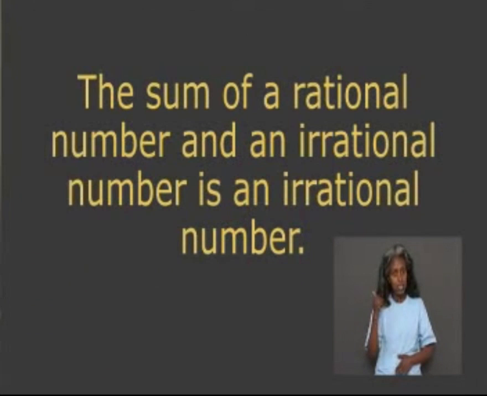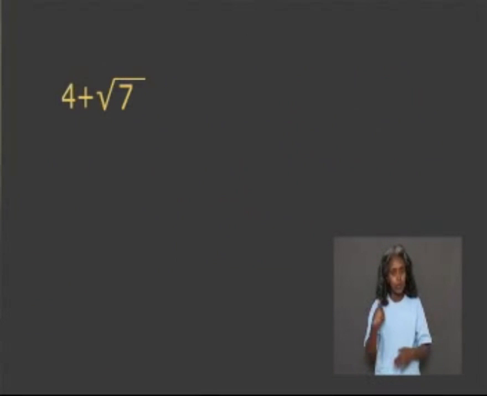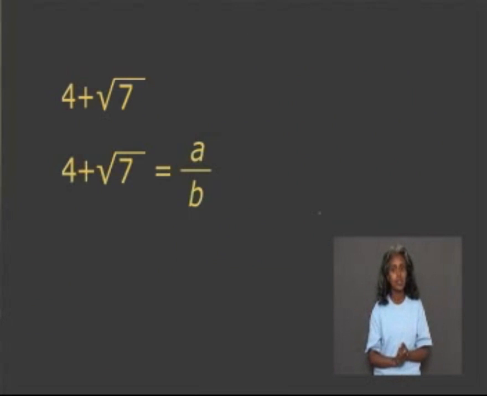Another rule to remember is that the sum of a rational number and an irrational number is an irrational number. To prove this rule, we will use 4 plus the root of 7. If we assume that this is rational, then we must be able to express it in the form of A over B.